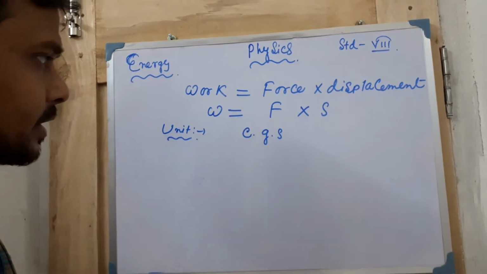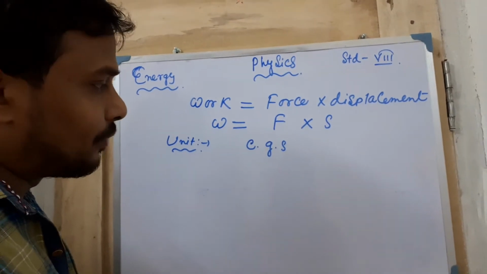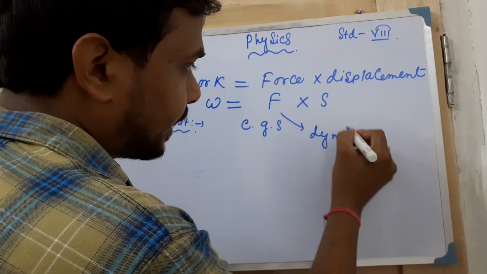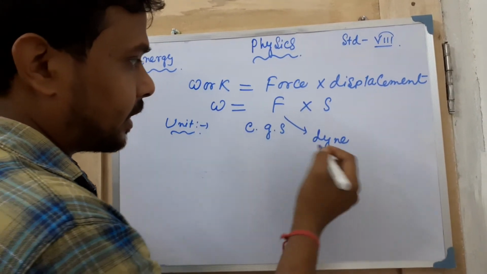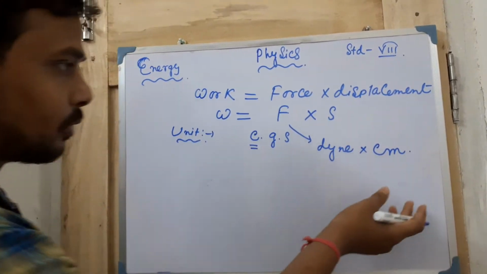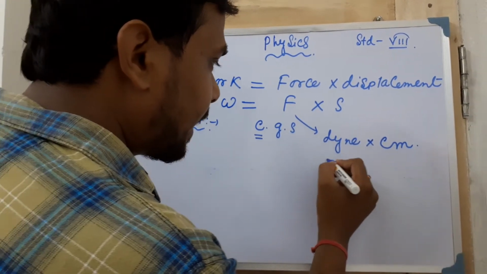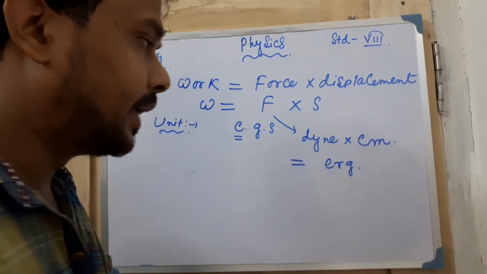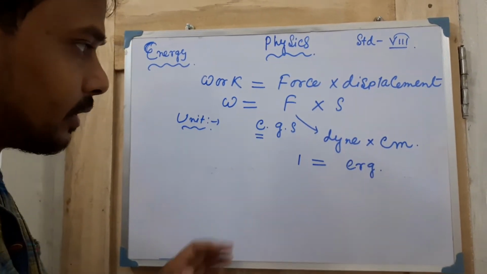So first, in the CGS system, what is the unit of force? The unit of force is dyne. We all know that, you have read it in class 7. What is the unit of displacement? Centimeter. So dyne into centimeter will be the unit of work in the CGS system. This whole thing can be written in a simple word, known as erg. One erg is equal to one dyne into 1 centimeter.